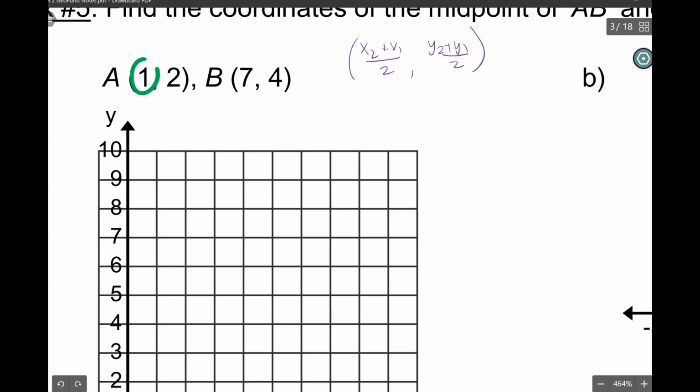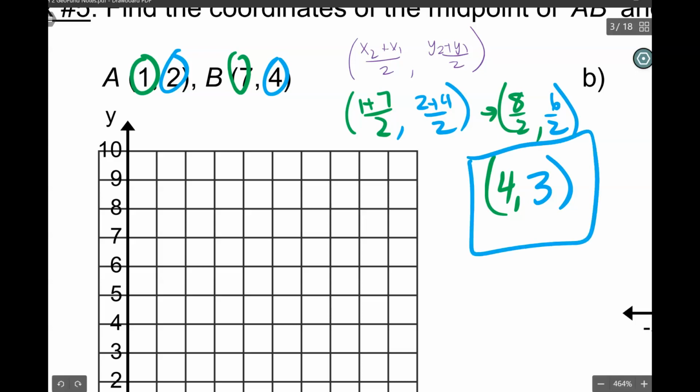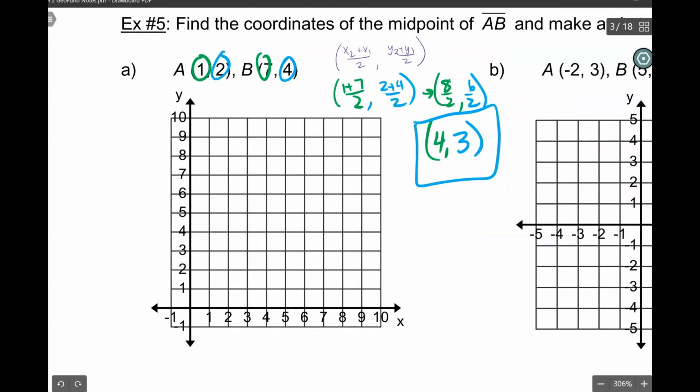So let's plug in my x's. 1 plus 7 over 2. And then my y's. 2 plus 4 over 2. So this is going to be equal to 8 over 2, comma 6 over 2. So if I simplify that out, it's going to be 4, comma 3. Awesome. So this is the coordinate of the midpoint. This is going to be the point that's halfway between A and B.